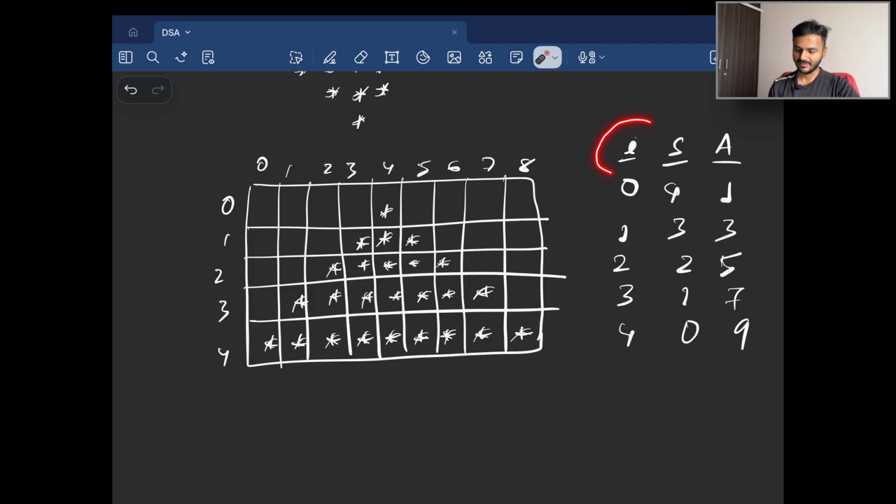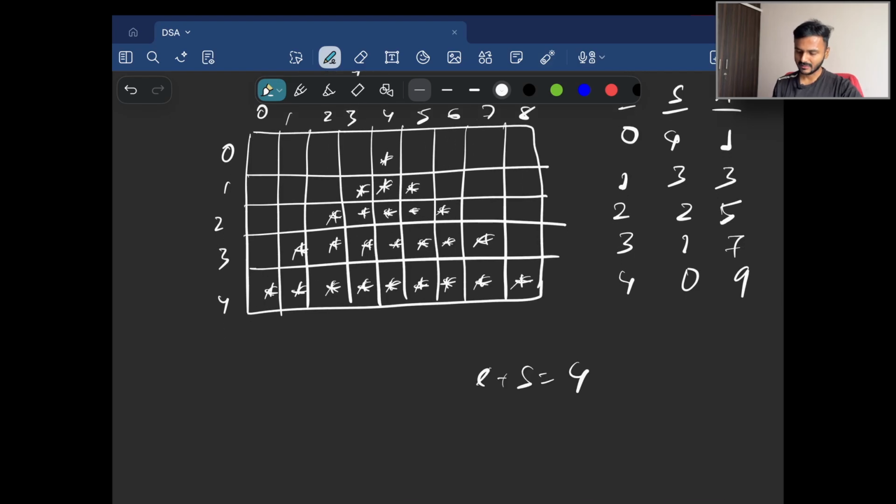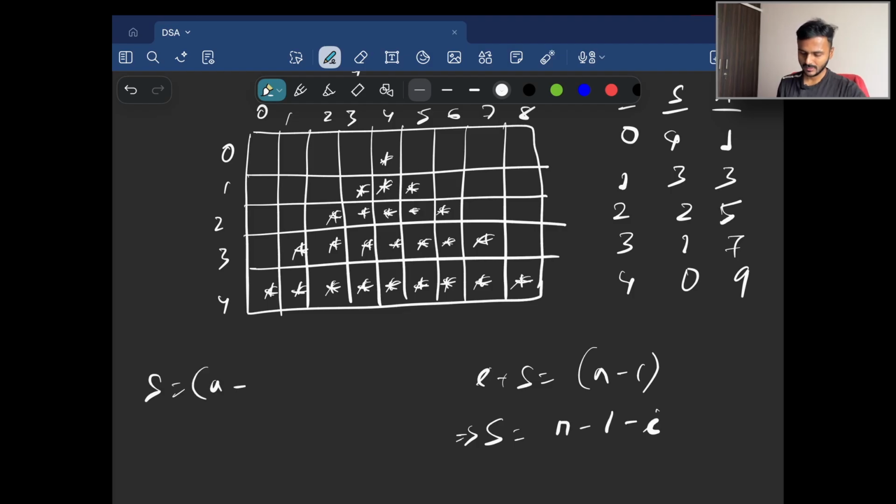We need to find a relation between i and s, and we also need to find a relation between i and a, correct? Now, let's find a relation between i and s first, which is pretty simple. If you see, if you add them up, you end up with 4. So we can say that i plus s is equal to 4, and this 4 is nothing but n minus 1, right? So s is simple. s is n minus 1 minus i. So we'll write s over here, n minus 1 minus i, correct?